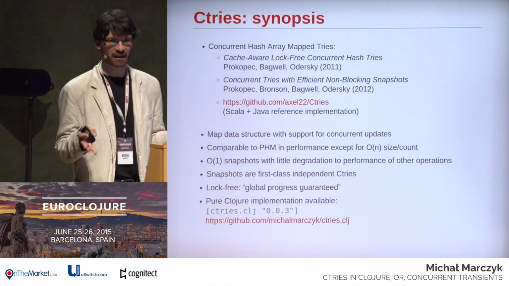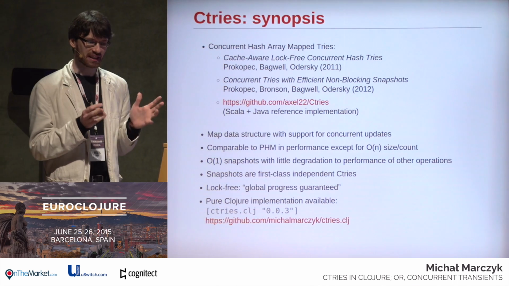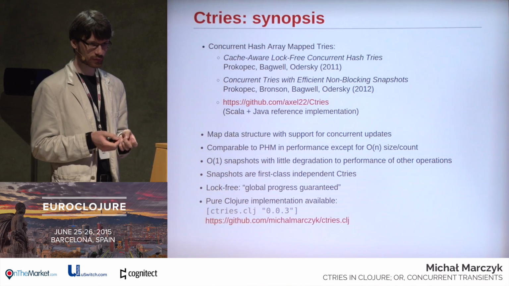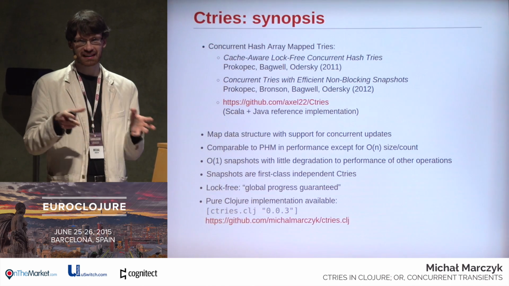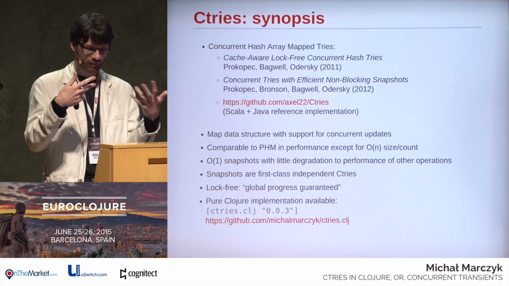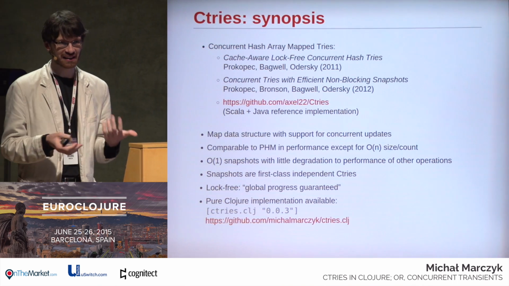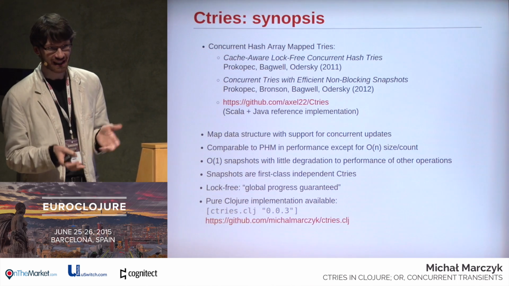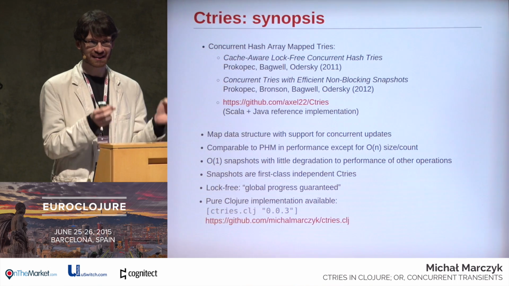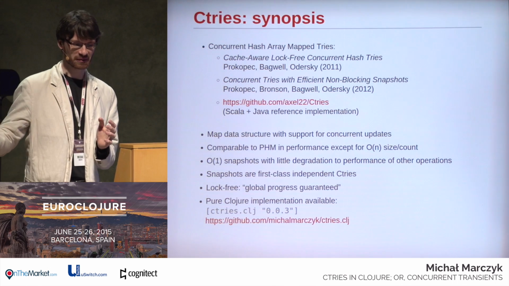And so just to give you a quick overview of what ctrees are, they're basically a map data structure which supports concurrent updates in a lock-free fashion, which means global progress is guaranteed. Or in other words, if a group of threads manipulates a single ctree, then regardless of any scheduling infelicities, as long as the scheduler schedules some of those threads at least some of the time, then at least one of them is guaranteed eventually to make progress. And eventually means after a finite number of steps.